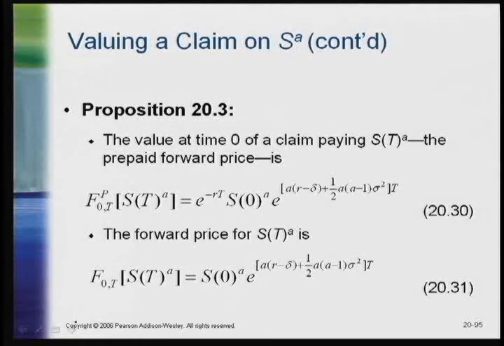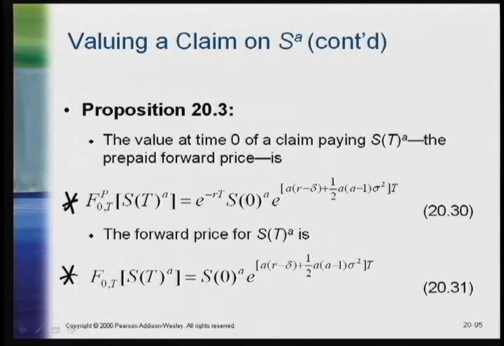So here's a proposition which summarizes the result. It's a bit of a complicated result to state. The relationship between the two statements is simple. It's only one of these that we need to do some work to derive. And it says that at time 0, a claim that pays a value of a stock to some power A at time t has a prepaid forward price given by this formula or a forward price given by this formula.